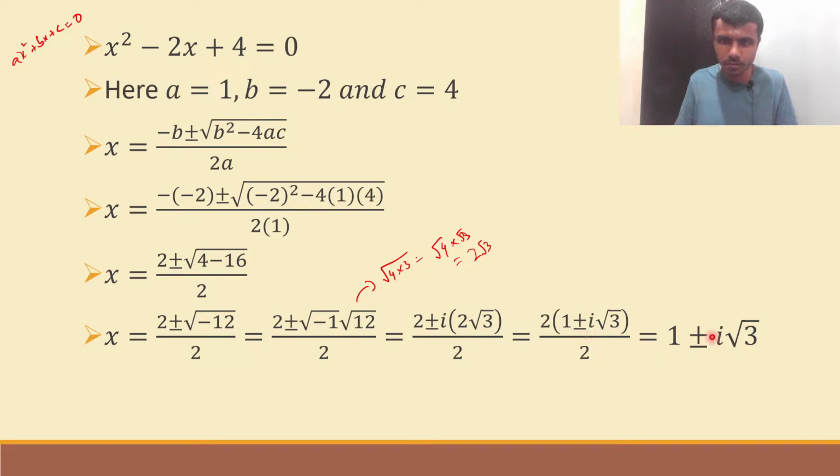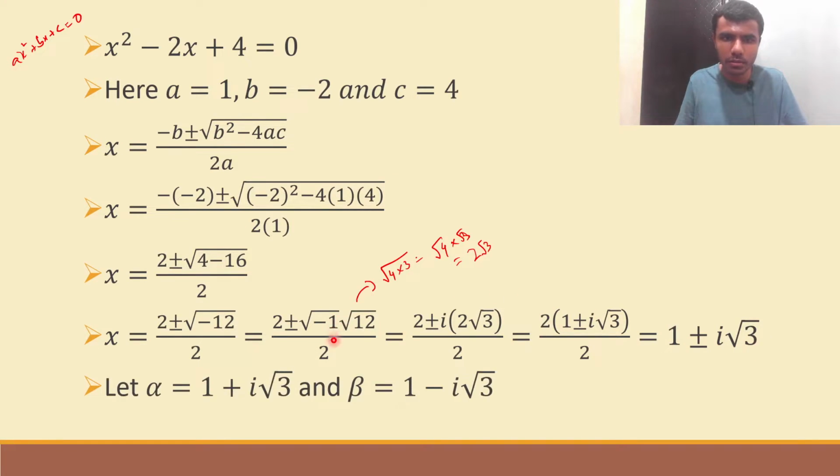Now in the question, they mentioned that alpha and beta are the roots of this quadratic equation. My roots are 1 plus i root 3 and 1 minus i root 3. So let me just take alpha is 1 plus i root 3 and beta is 1 minus i root 3. So I have to find out alpha power n plus beta power n. Now how am I going to do it? First let's go one by one. Let's say I want to find out alpha power n. For that, what do I have to do?